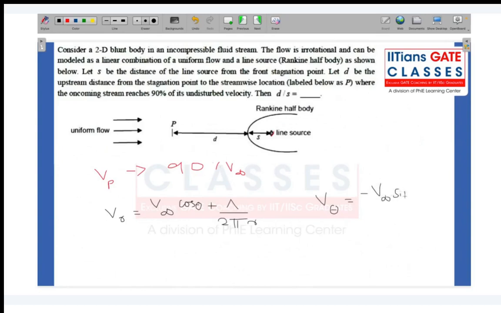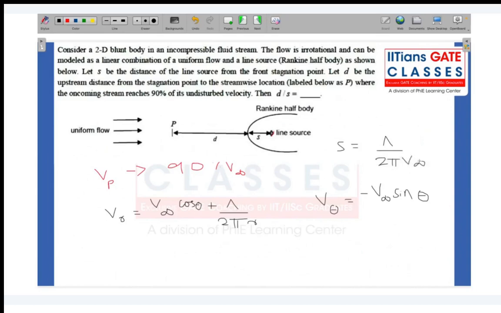So this point is basically at a distance s from the front stagnation point, that is, from the line source to the front stagnation point. We already know s from any standard textbook. The distance of the stagnation point from the line source is kappa by 2 pi V infinity, and you can find the reference to it in any of your standard textbooks.